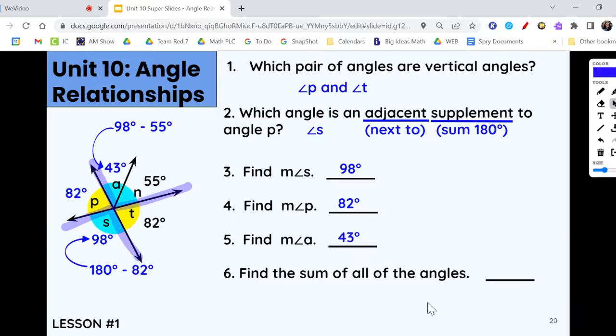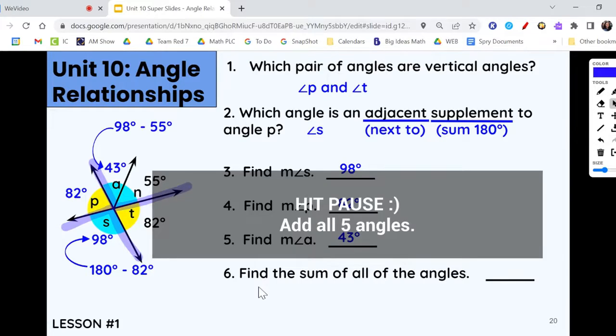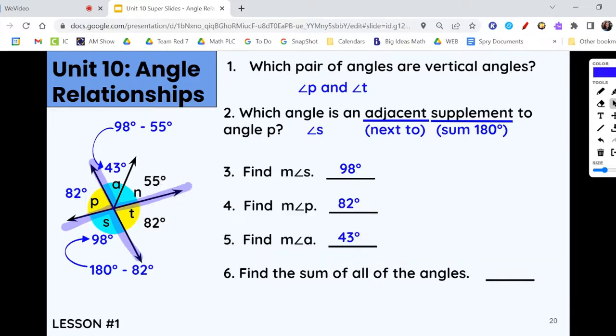So we're going to do 43 degrees. Find the sum of all of the angles. So I want you guys to go ahead, add up all 5 angles. What would you get? Okay, you should get 360 degrees because these angles all together make up a circle.